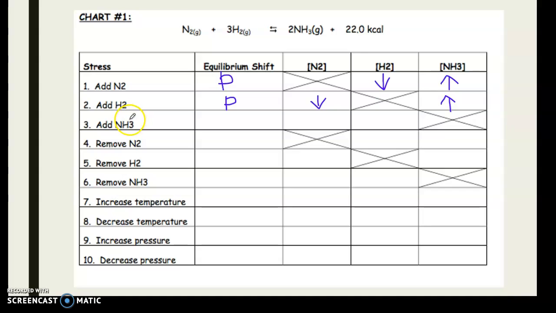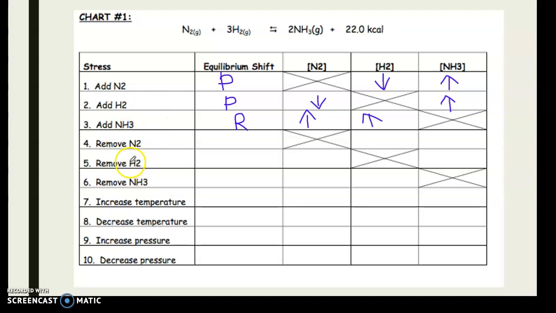So now let's add NH3. NH3 is on our product side. So when I add NH3, I'm going to shift towards, that's right, my reactant side. So when I shift towards my reactant side, anything on my reactant side is going to benefit from that shift. So that means my concentration of N2 is going to increase, and my concentration of H2 is also going to increase. Don't make fun of my arrows. I'm trying. All right, so let's go ahead. So that's dealing with the increases.